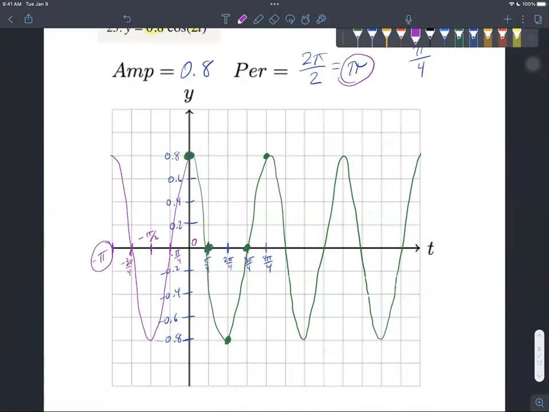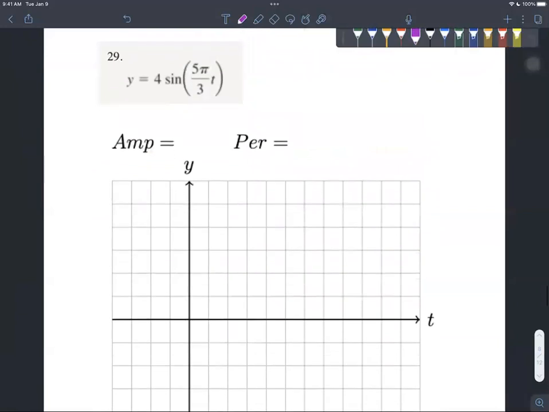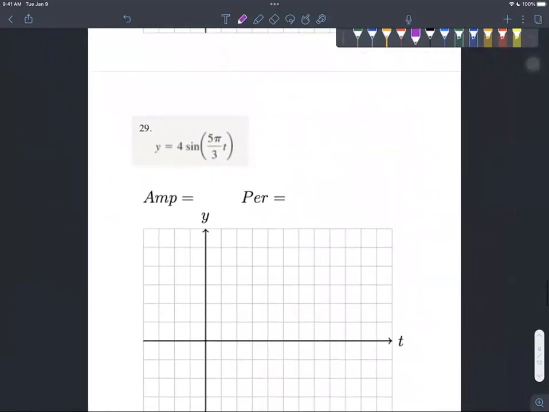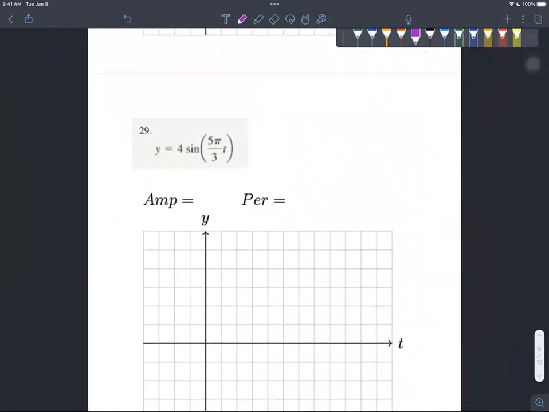All right, nice. Let's try another one. Maybe for this one, I'll only graph a single period. So let's find the amplitude. The amplitude is pretty easy. It's just the absolute value of this number here. If it had been a negative 4 in front, the amplitude would still be positive 4. Take the absolute value, so maybe I'll write absolute value of 4, which is just 4.